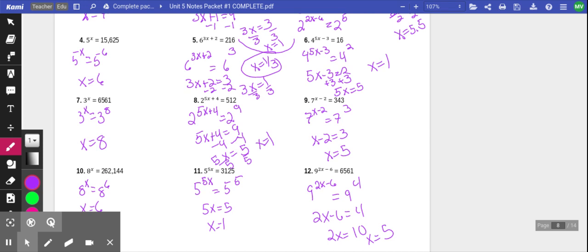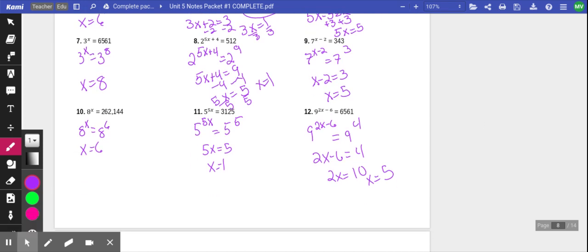Number 9, 7 to the 3rd equals 343. So that means x minus 2 equals 3. So x equals 5. Number 10, 8 to the 6th is 262,144. So that means x equals 6. 11, 5 to the 5th is 3,125. So that means x equals 1. And number 12, 9 to the 4th equals 6,561. So I solve 2x minus 6 equals 4, which gives me x equals 5.